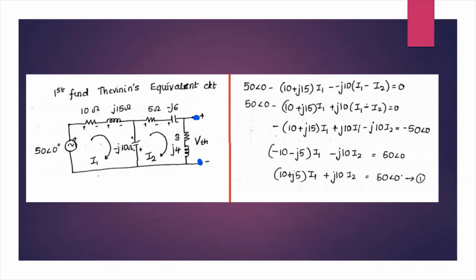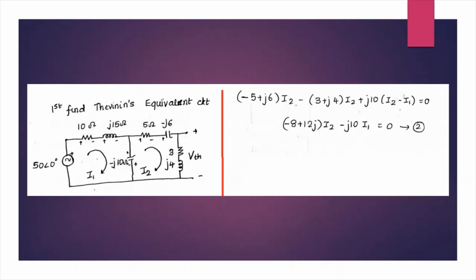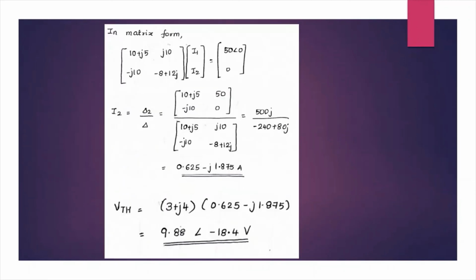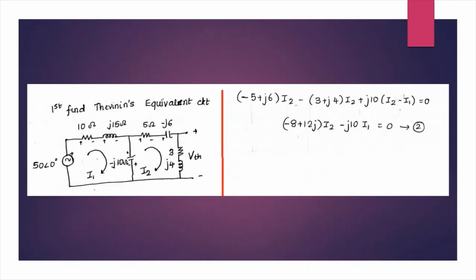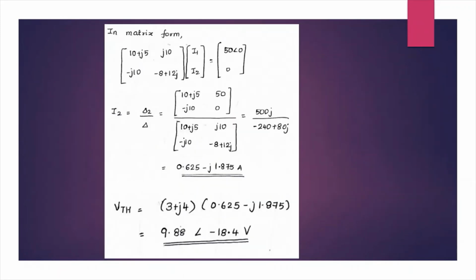The Thevenin's equivalent circuit is found out by open circuiting the element across which we have to find the voltage. Then you can just apply KVL to the two loops that are present over here, and you will get equation 1, and similarly you will get equation 2. Using Cramer's method, you solve that and you will get VTH is equal to the impedance 3 plus j4 into the current. The current is given by I2.